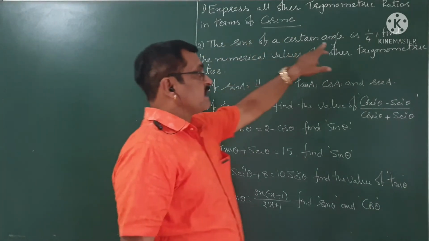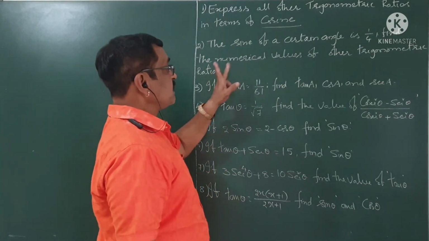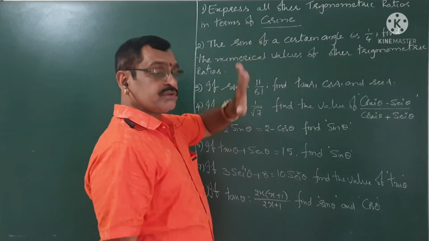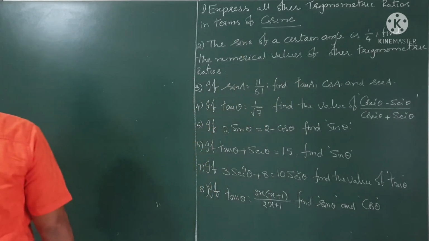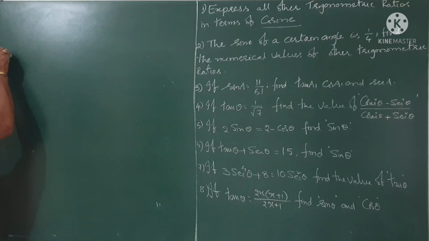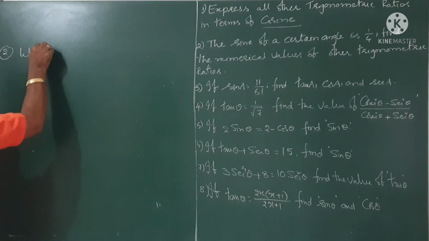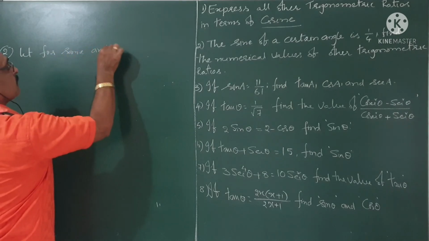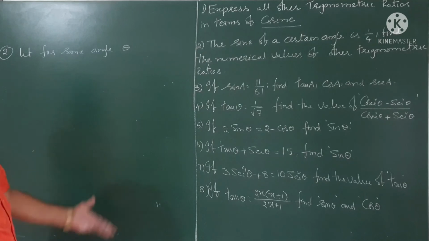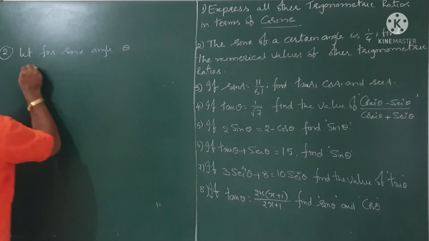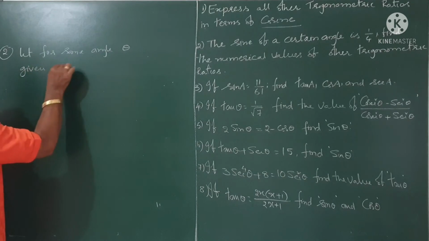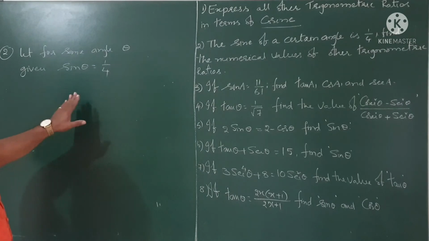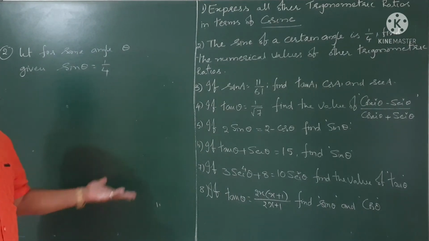Sine of an acute angle is 1 by 4. Find the numerical values of other trigonometric ratios. Second question and first question both are the same. Now what is given here? Let for some certain angle theta, given sin theta is equal to 1 by 4. And you have to find other trigonometric values.